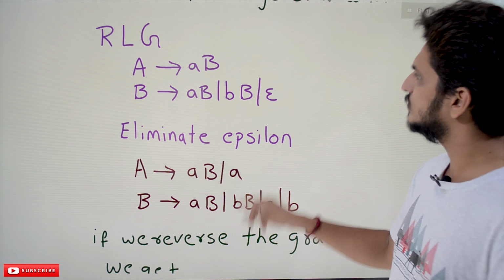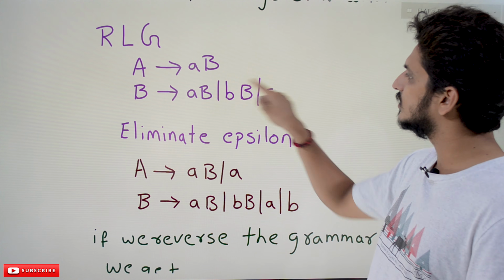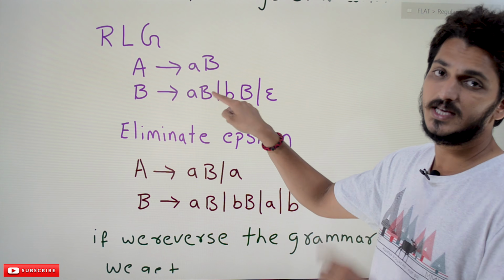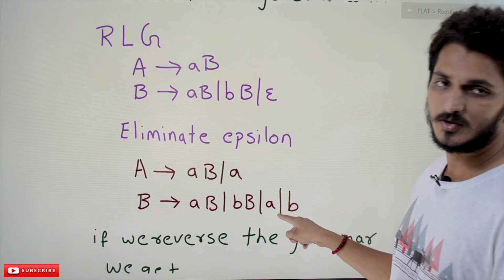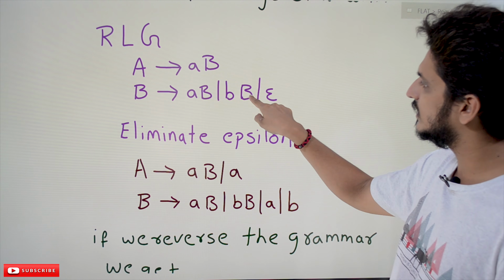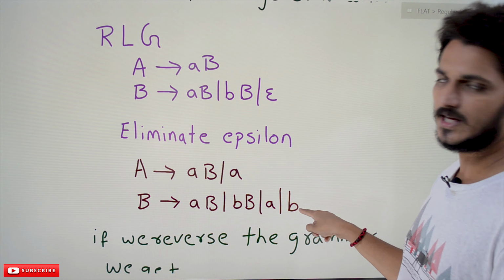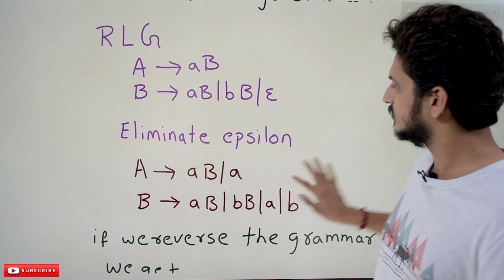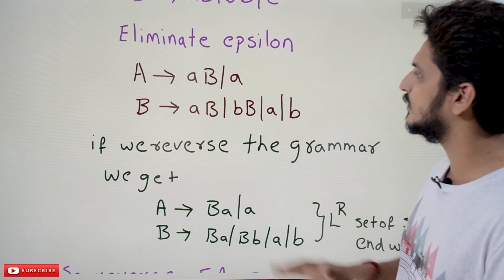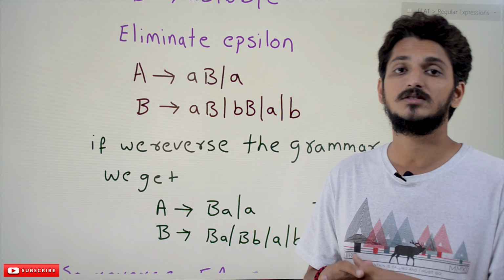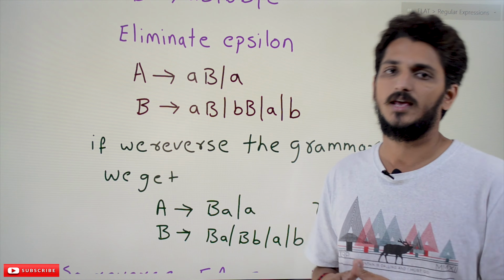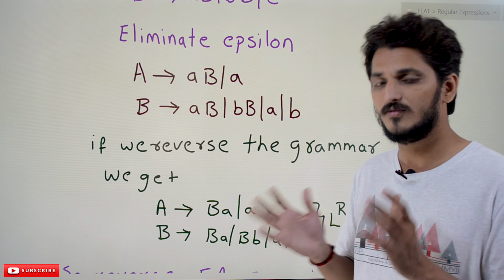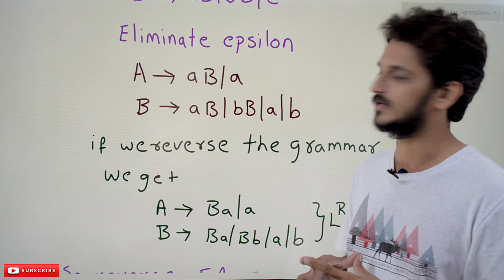So B tends to, substitute epsilon here, aB. If you substitute epsilon here, what's remaining? a. That's why we got an extra production a. If you substitute epsilon here, we got b. That's why we got an extra production. This is our final right linear grammar. You can check with an example. This grammar is going to accept the strings that start with A. How to check the acceptance of a string for right and left linear grammar was discussed previously.